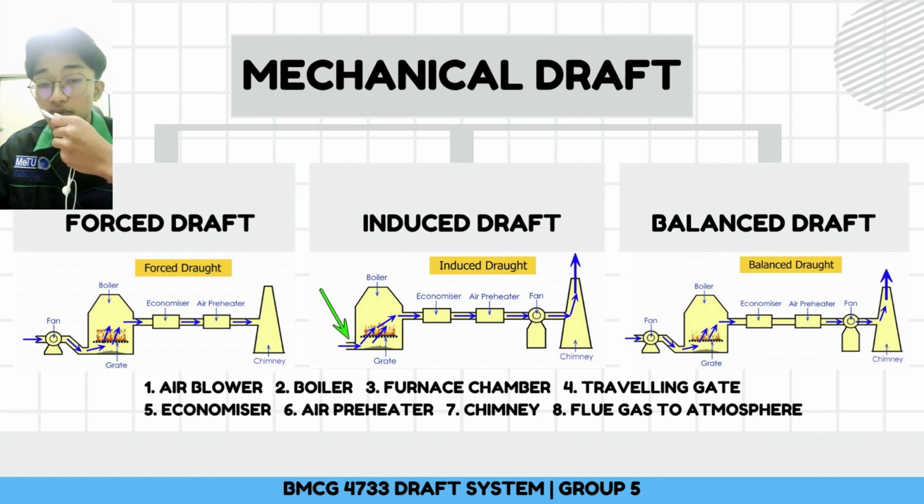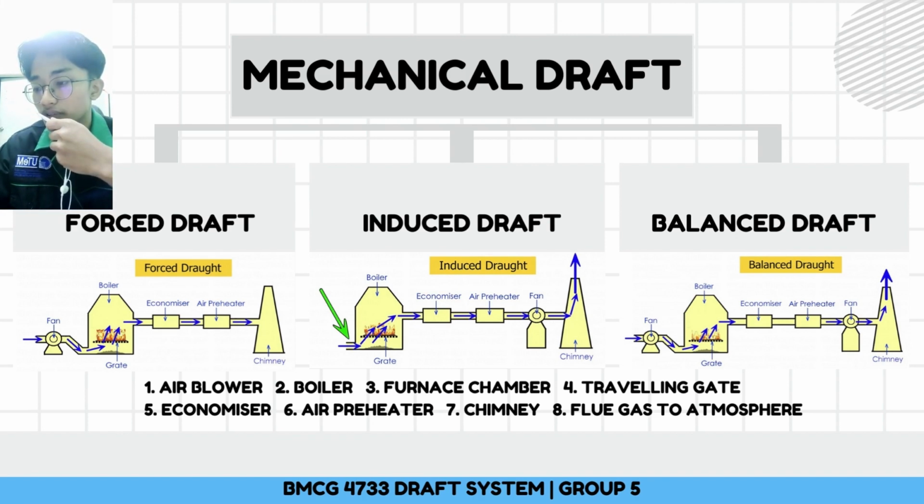The difference between the three types of draft is the position of the fan or blower. For forced draft, the fan or blower is placed at the inlet of the system. The fan generates positive pressure, forcing air or gas into the system, and an opening or duct through which ambient air is drawn into the system by the force generated by the fan.